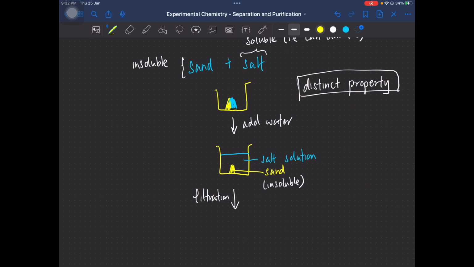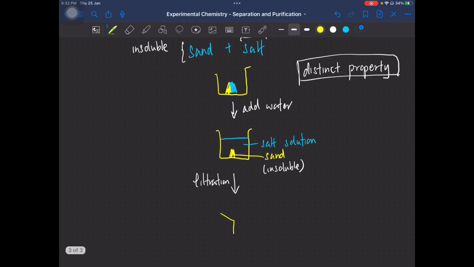So in filtration, we will separate it by pouring the mixture into this filter funnel that's lined with filter paper, and then we collect what we call the filtrate that flows through. So in this case, the filtrate will be your salt solution, and you'll be left with your residue, which is the sand at the top.